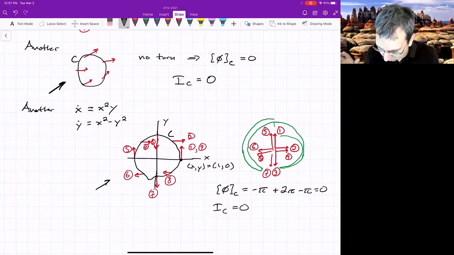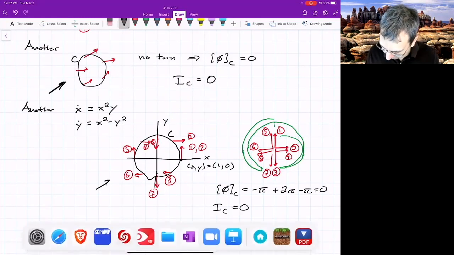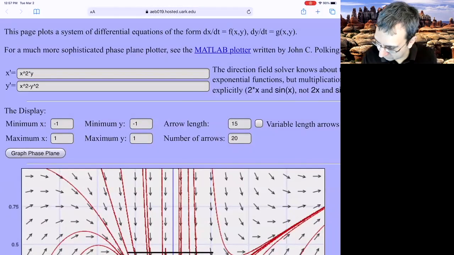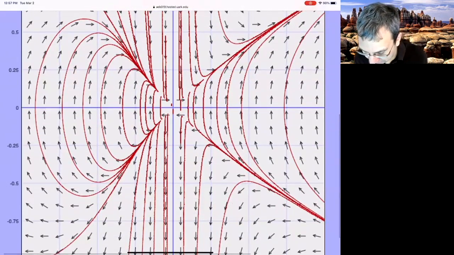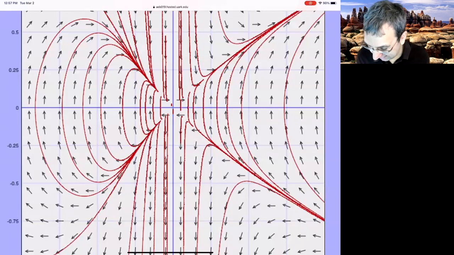If you're curious, what does this vector field look like? I've plotted it in that online phase plot portrait. So this is what things look like near the origin. It looks kind of weird. The right-hand side looks kind of like a saddle, but I don't know.